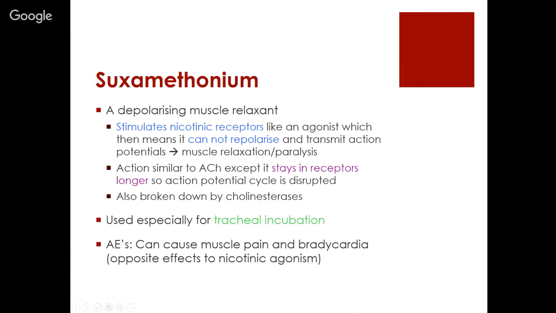This is the one that's used for tracheal intubation. That's the buzzword to know: succinylcholine is for tracheal intubation. It can also cause muscle pain and bradycardia, which are the opposite effects of nicotinic agonism. So they're the antagonist effects, because as I was saying, nicotinic causes tachycardia, so an antagonist is going to cause bradycardia.